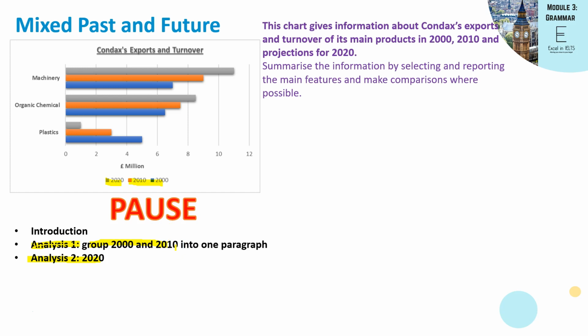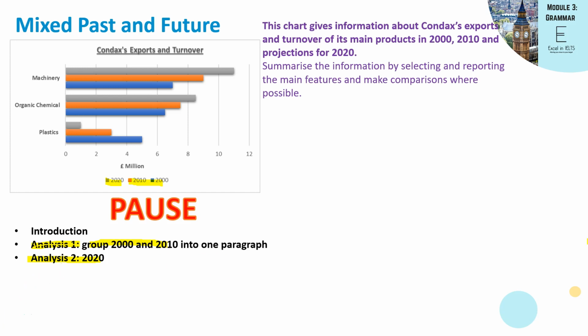And another thing I also want you to keep in mind is to use figures. So you really need to get into the habit of using actual figures. So make sure you quote how much the sales are. Another thing is to use different grammatical structures. So try to use the present passive, future simple and future perfect. So pause here and I'll see you in a bit.